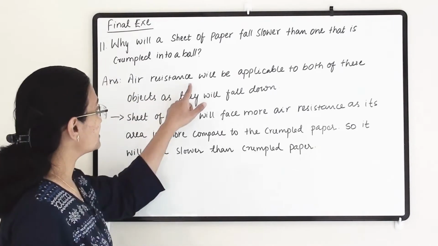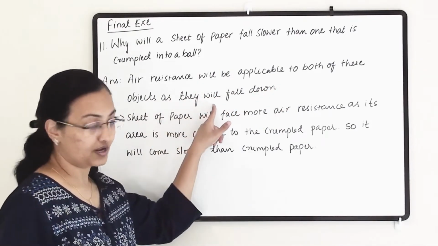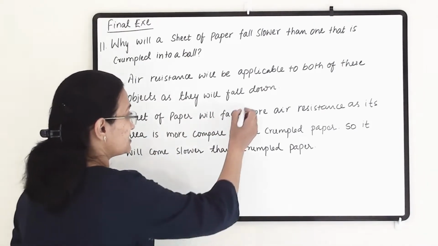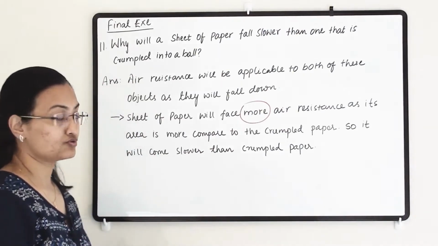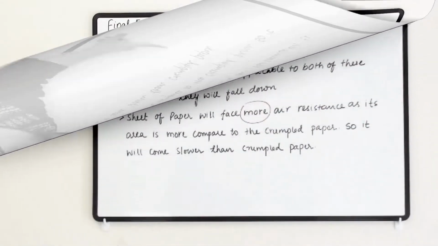So air resistance will be applicable to both of these objects as they fall down. The sheet of paper will face more air resistance because its area is more compared to the crumpled paper. So it will fall slower than the crumpled paper.